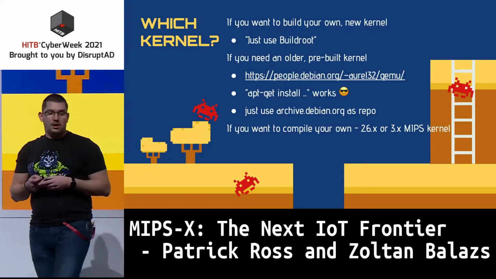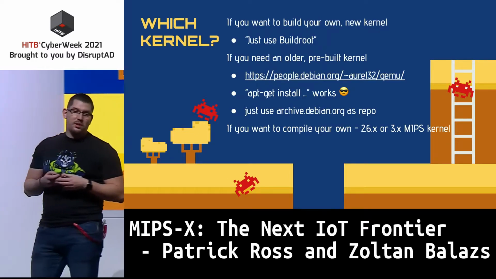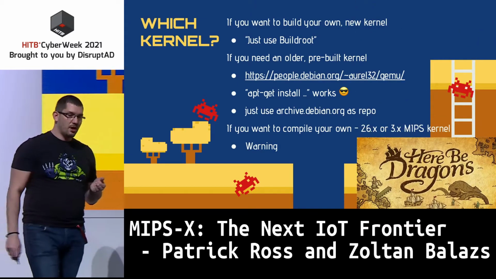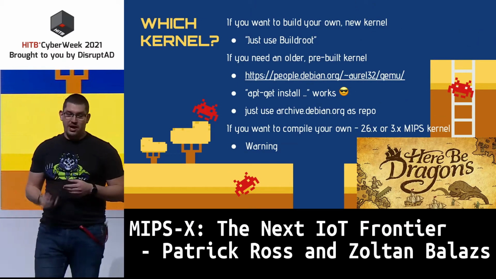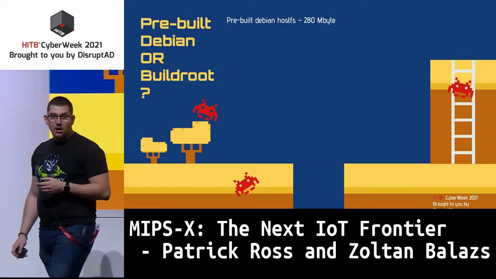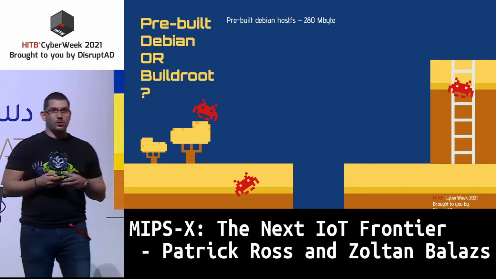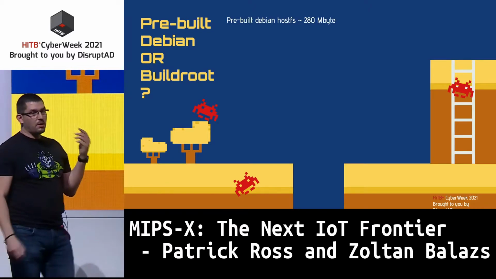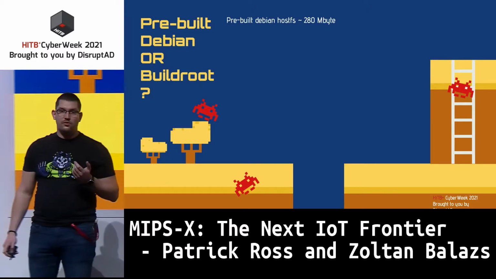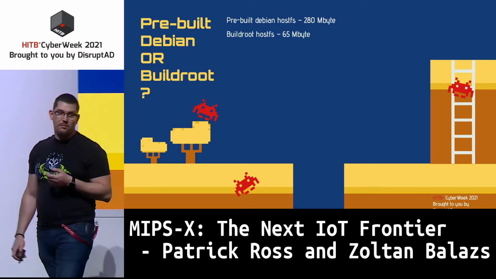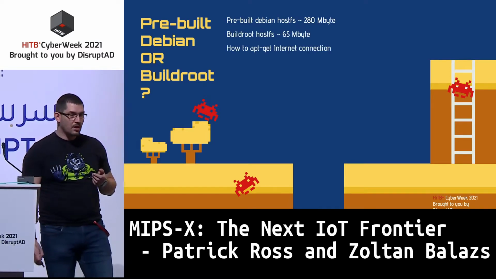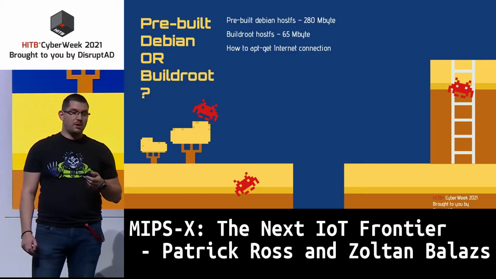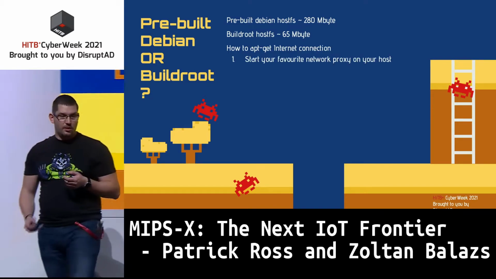But if you want to build your own kernel, for example, with Buildroot, well, here be dragons. What's the difference between these two options, building your own or using the pre-built ones? The pre-built ones are almost 300 megabytes, which can be a lot compared to the Buildroot one. As I already mentioned, apt-get already works in the pre-built one, but not in the Buildroot one.